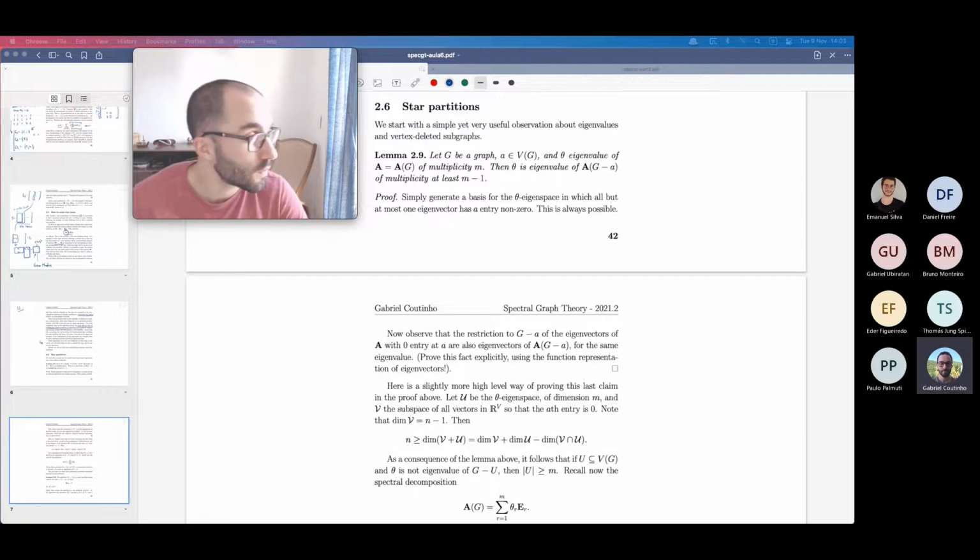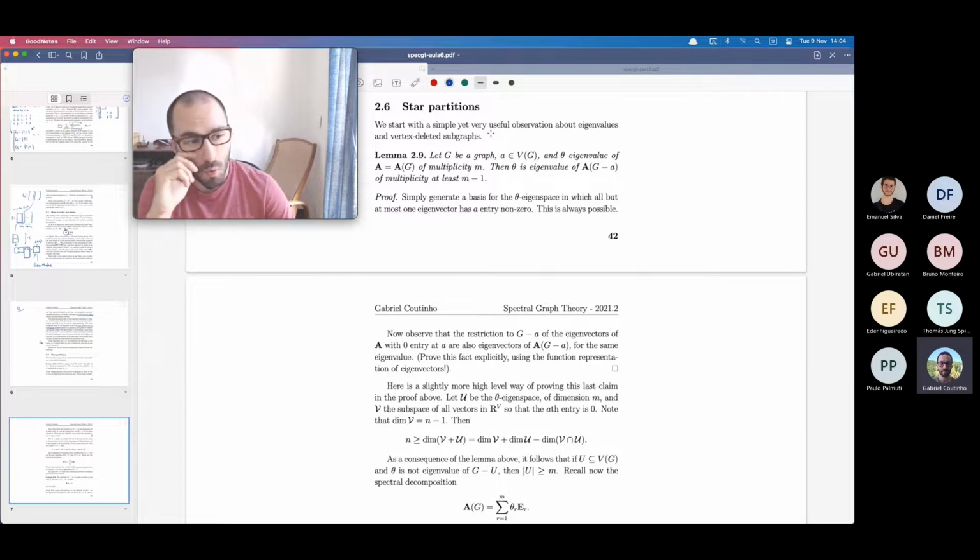Star partitions. So we'll start with some very simple yet very useful observation about the eigenvalues of vertex-deleted subgraphs. Actually, this is something quite useful. We will see at least another 2 proofs of this very same fact in this course.